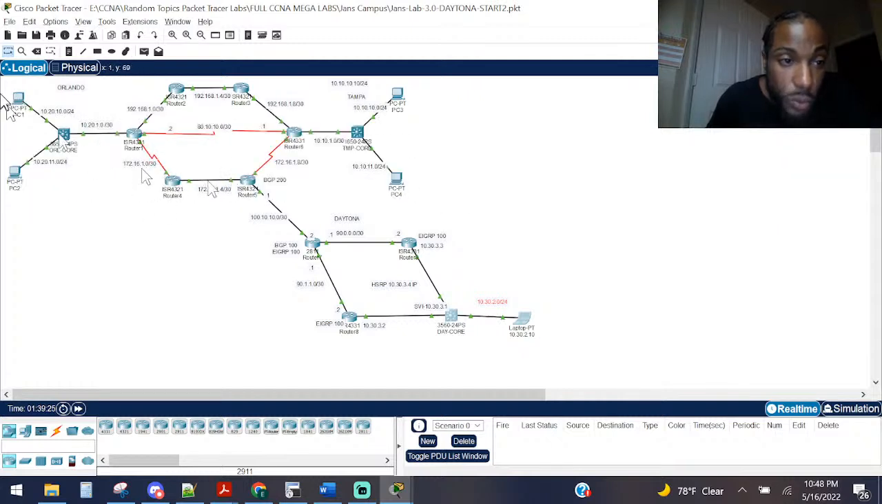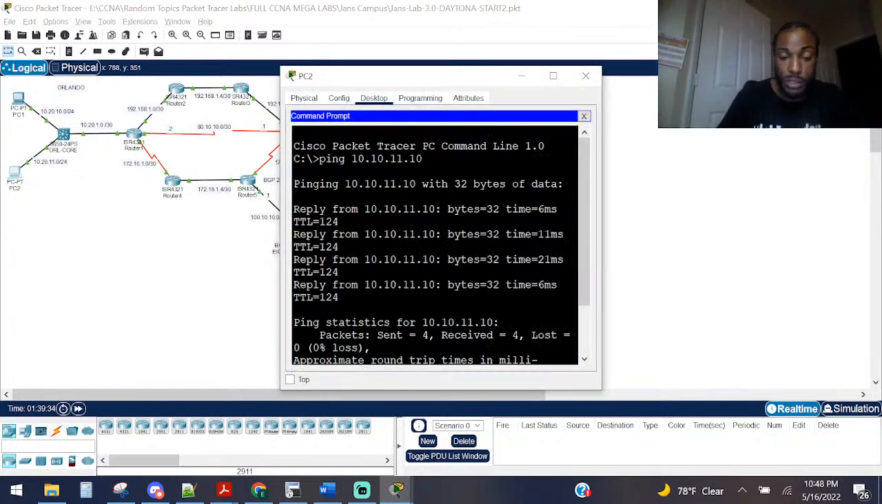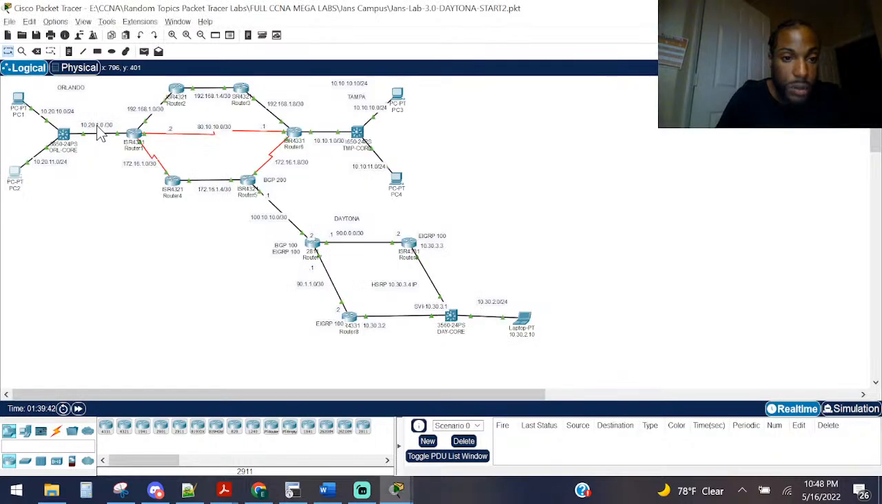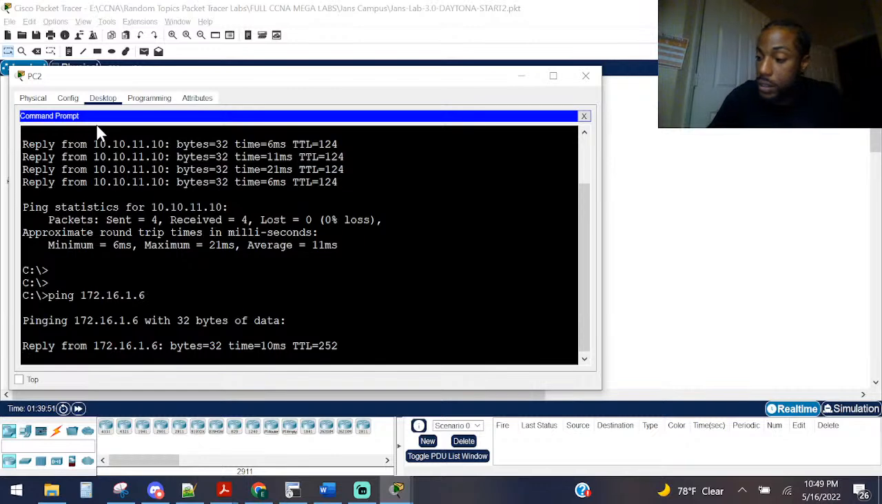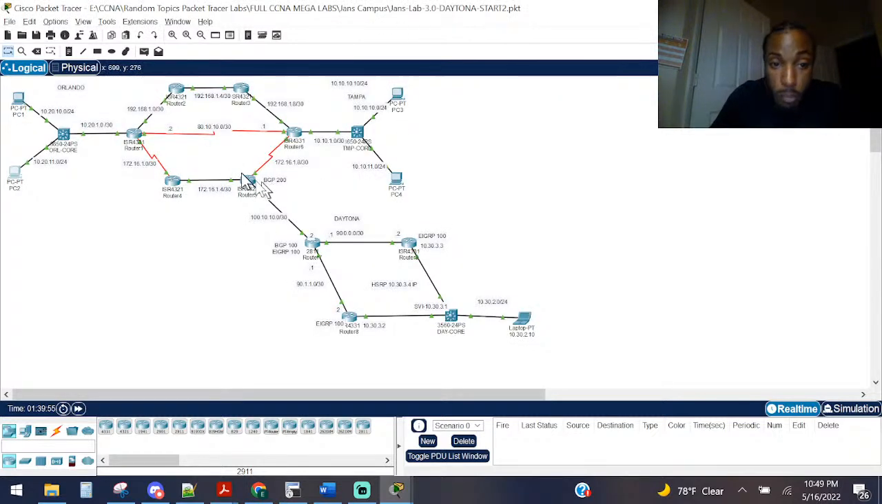Let's see if he can ping. Yeah, we know this PC can ping all the way to that right there. Let's see if he can ping 172.16.1.6, which he probably should be able to. If he can, it's possible that we just need to go down the rabbit hole. 172.16.1.6. Ping. So we got a reply there. It's just that he can't get past router 5.